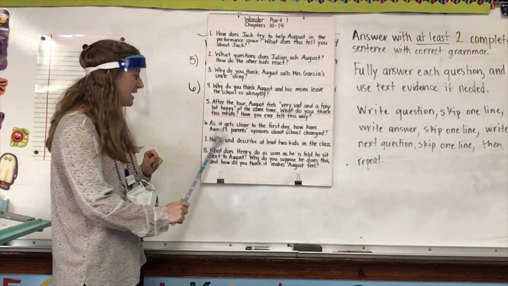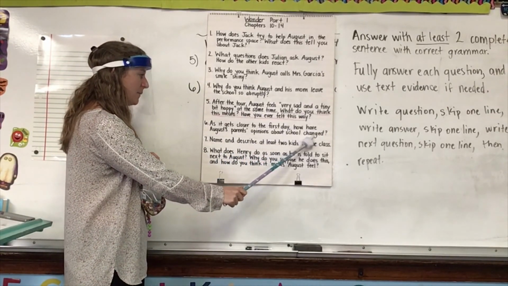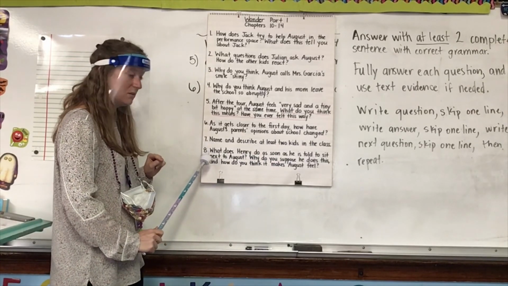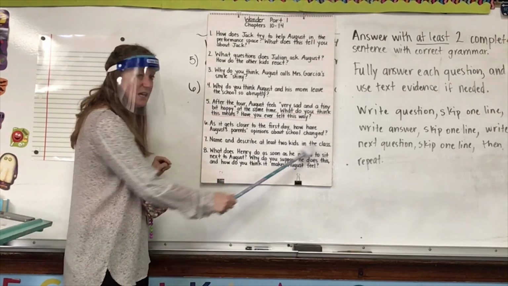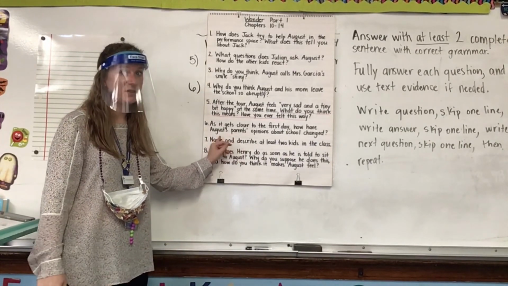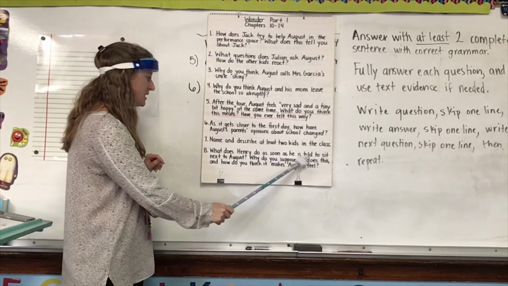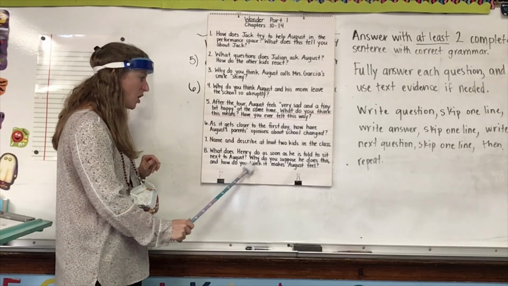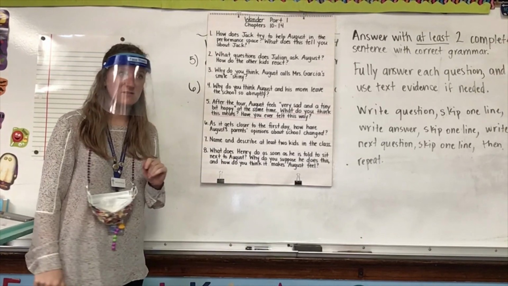Number 6, as it gets closer to the first day, how have August's parents' opinion about school changed? Number 7, name and describe at least 2 kids in the class. So name them and then describe them. You need to do it in complete sentences. Number 8, what does Henry do as soon as he is told to sit next to August? Why do you suppose he does this, and how do you think it makes August feel?